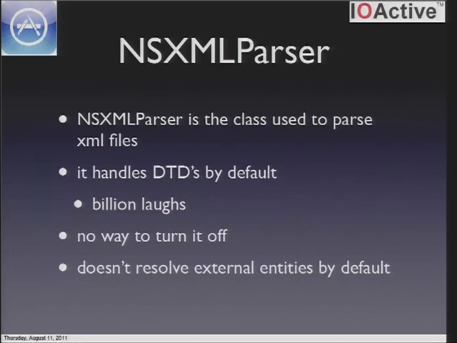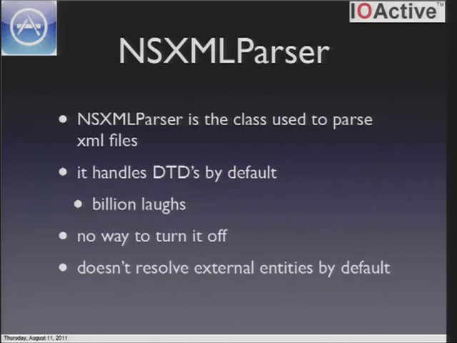Next up is iOS's XML parser. They have this thing called NSXMLParser, and NSXMLParser is obviously used to handle XML data. It handles DTDs by default, so it's vulnerable to the billion laughs attack. You can't turn this off.